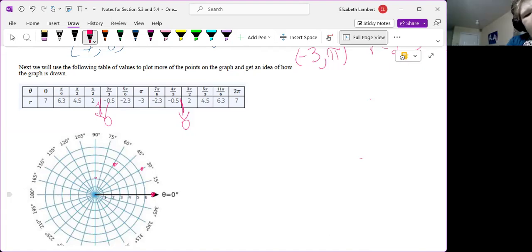All right, and remember that 7 we found was the max, so the radius will not get bigger than 7. Like that r equals 7 circle, our graph will be completely contained inside that circle. So we don't want this to go outward like it's a heart. It's not. It's going to just come in.